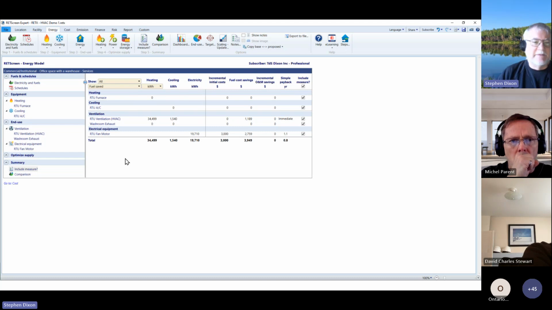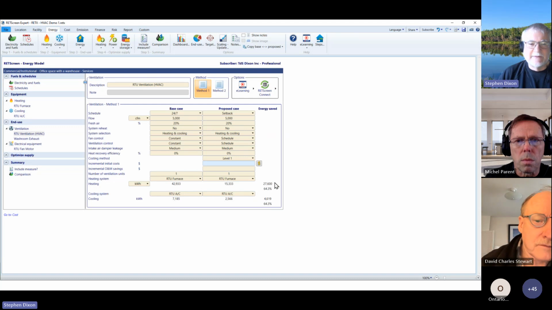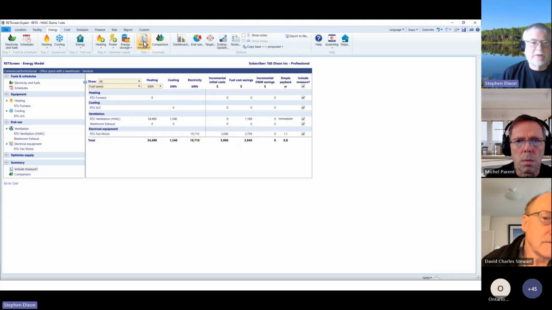Now, you may dive in here and go, I'm going to have a look at this ventilation system. And down here we have the heating energy, and here we have the energy saved. And here we have the cooling energy, and we have the cooling energy saved. Now, just make a note of these, okay? This is the heating energy, 27,600. Cooling, 4619. So 27 and 46, let's say. Let's go back to our include or our summary screen.